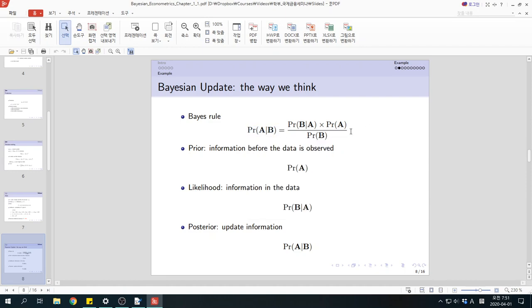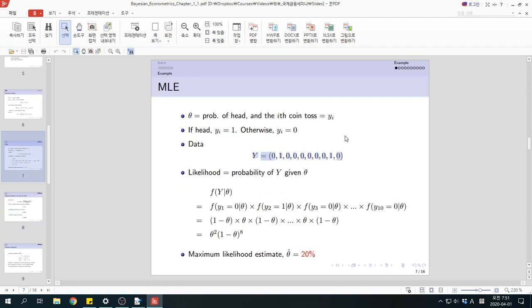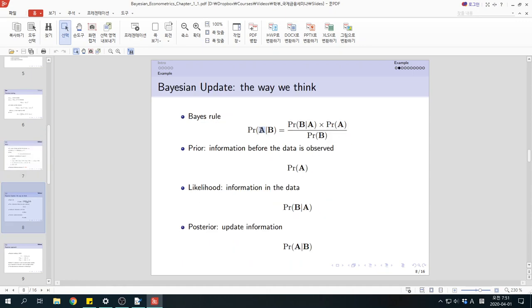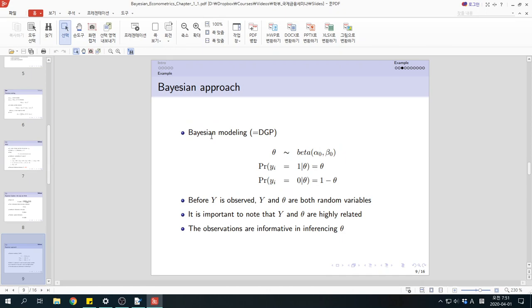What we are going to do is compute the updated probability of theta given data Y, because data is the new information. Given the new information, we will compute the probability of theta given Y. This is our Bayesian estimate. Okay, just move on. And again, what is a model? A model is always a data generating process.